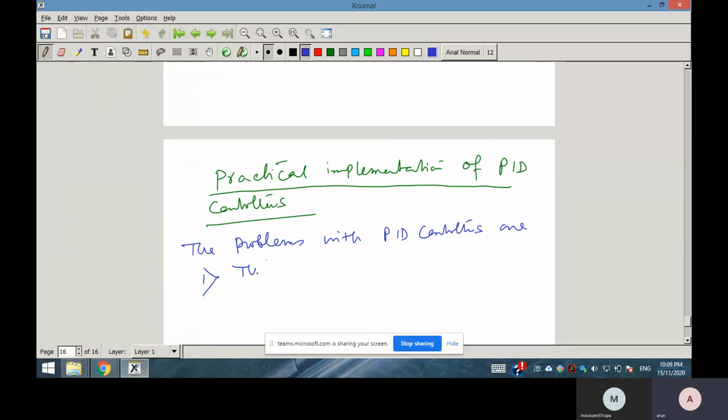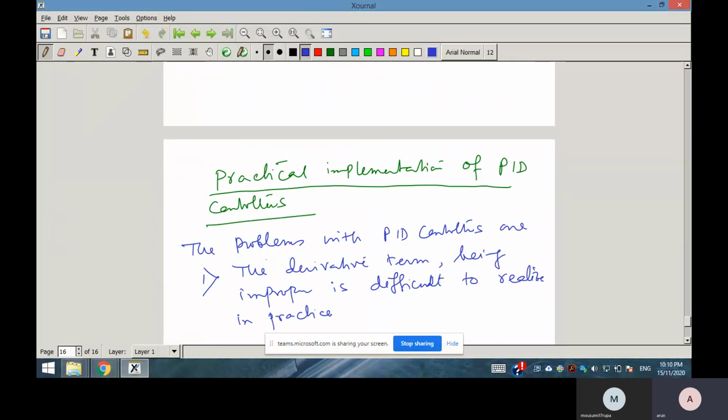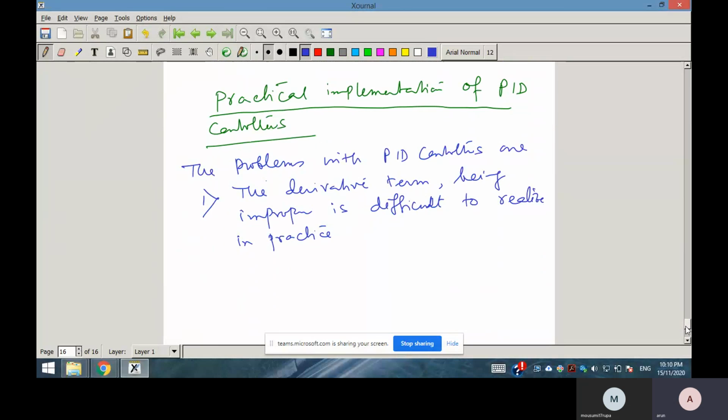One, the derivative term. The derivative term, being improper, is difficult to realize in practice. This is the major thing. Improper terms are difficult to realize. So even if you use what's called a differentiator, there are still problems, which I am describing now.